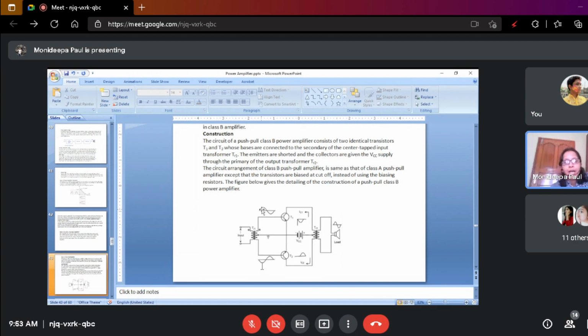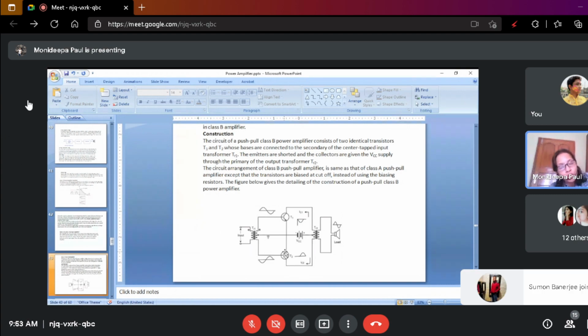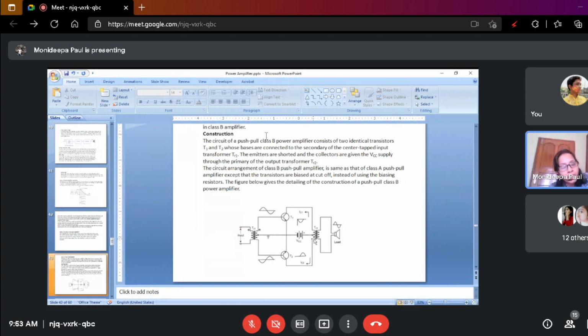If we draw the current, the output should be out of phase with respect to the input voltage. Next, during the negative half cycle of the input voltage, this is reverse biased and this is forward biased. Current is flowing. This is the emitter current, so collector current is flowing in this direction. Again, you see that during the negative half cycle also, the lower half of the primary winding of the output transformer has the applied voltage VCC by 2, because this is center tapped.